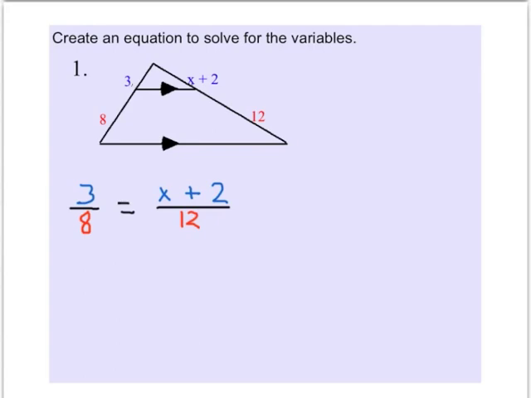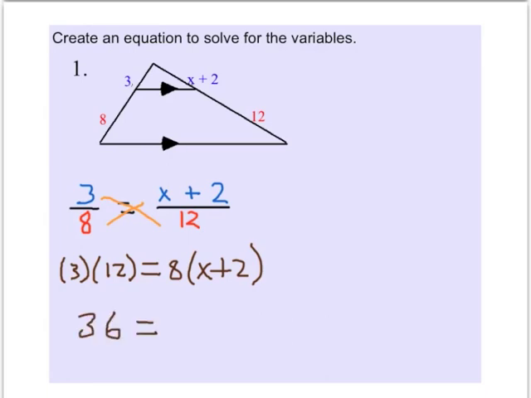So now our job is to cross multiply. 3 times 12 is equal to 8 times the quantity x plus 2. 3 times 12 is 36, and then 8 times the quantity x plus 2. Make sure we use the distributive property.